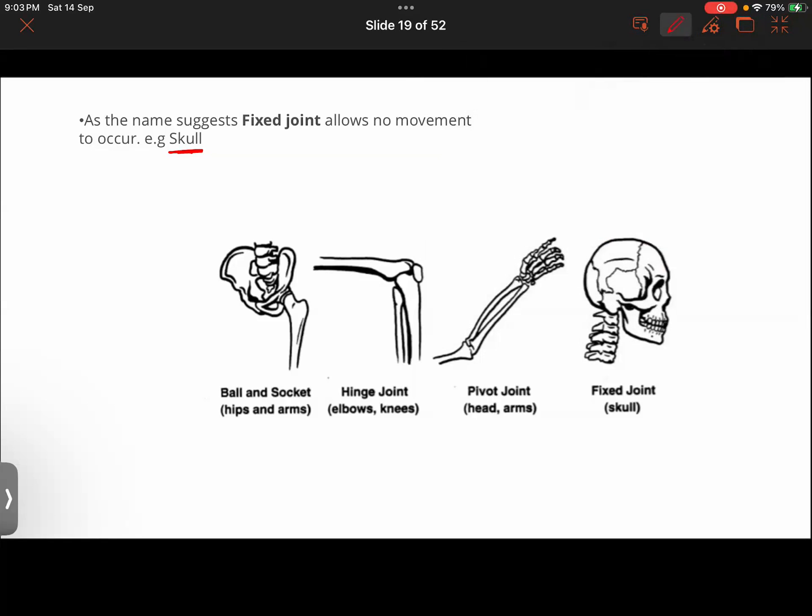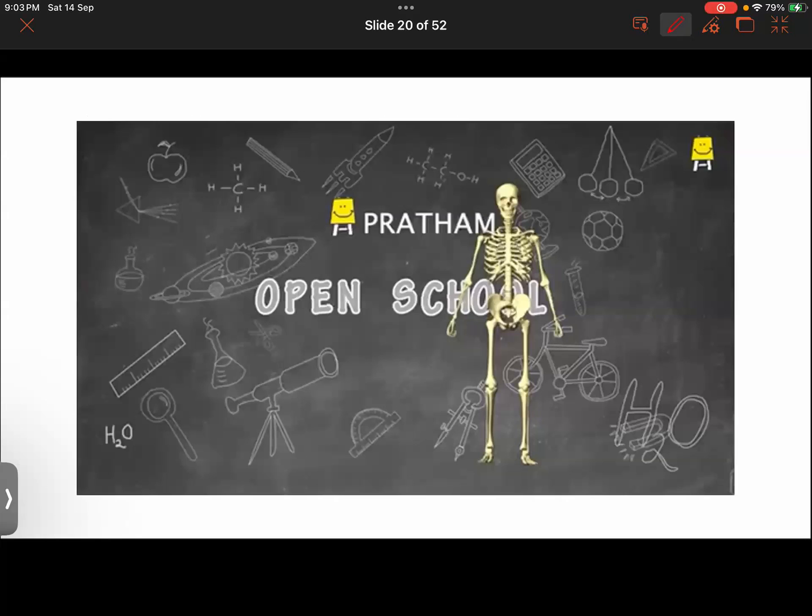The other examples we have studied so far were the ball and socket joint, the pivot joint, and the hinge joint. Ball and socket joint is present in our hip and in our arms also. Hinge joint is present in the elbow and the knee, while pivot joint is present in our neck. Just take a look at this video that will clarify some of your doubts.